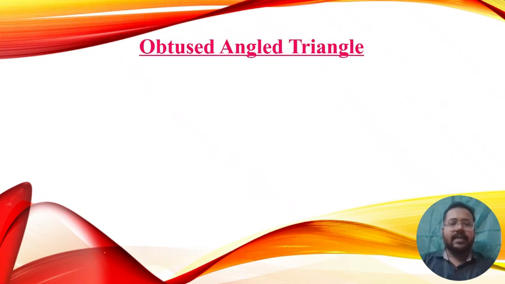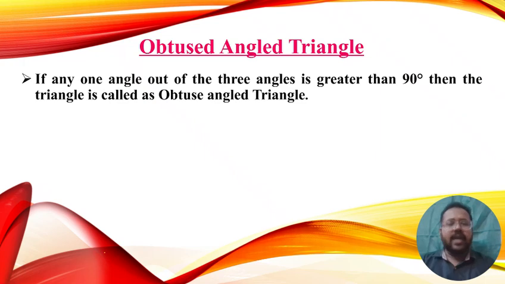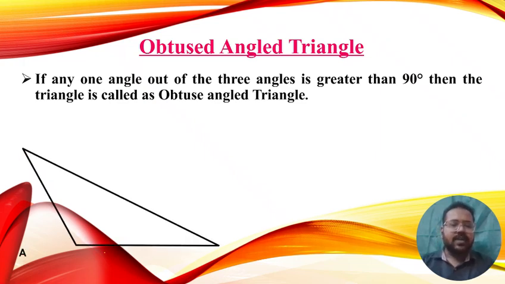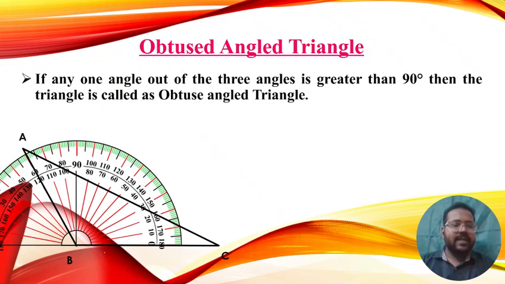The third one is the obtuse angled triangle. If any one angle out of the three angles is greater than 90 degrees, then the triangle is called an obtuse angled triangle. Let's observe the figures. The first figure is triangle ABC, and we are going to verify it directly. Here you can observe that the angle ABC measures 120 degrees, which is greater than 90 degrees, and hence it is an obtuse angled triangle.